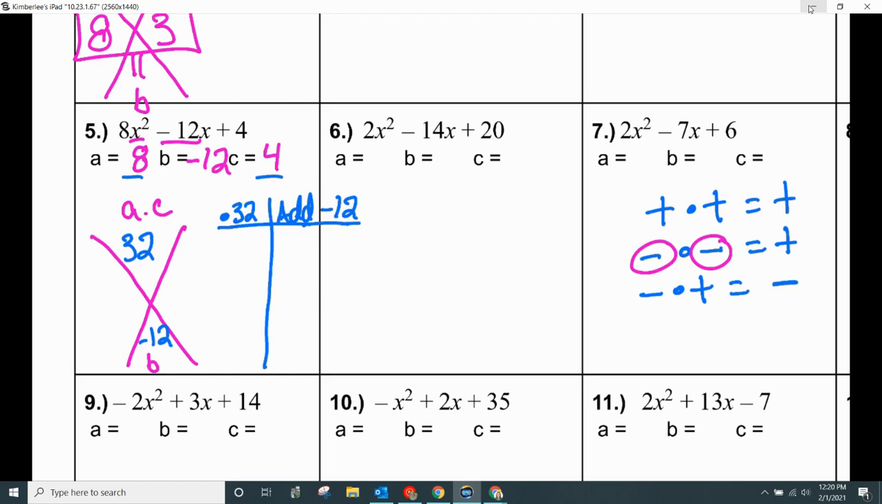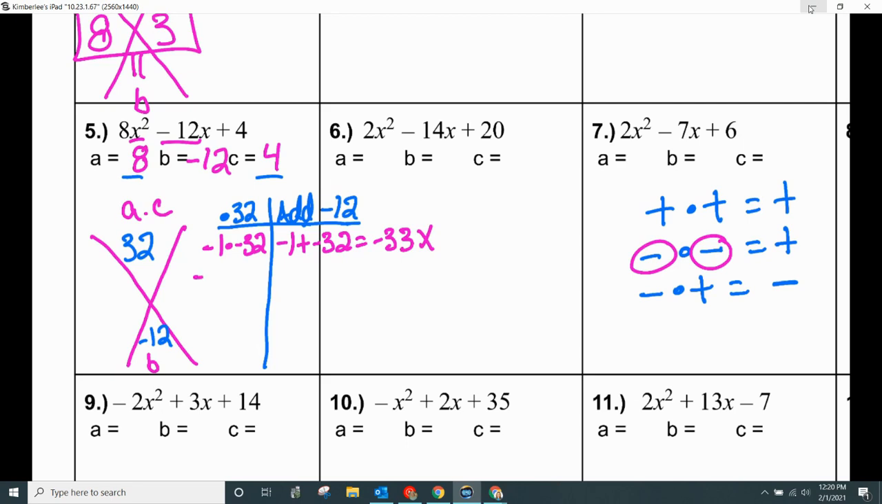Okay, so let's try this. So I know I'm looking for two negative numbers. Well, I'm always going to start with 1. So I have -1 times what? -32. But then -1 plus -32 is -33. And use your calculator to add this if you need to. It's no problem with that. So that one's not going to work. I'm trying to add to get -12.